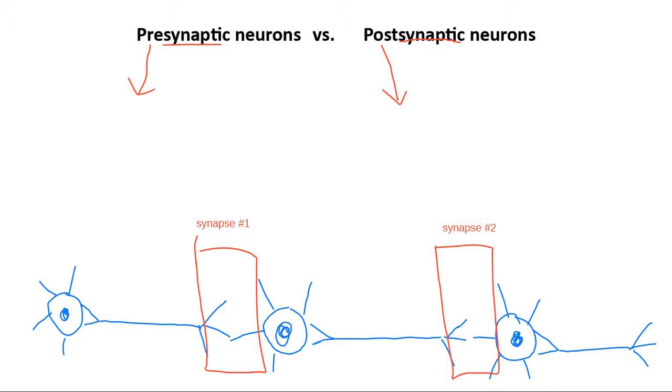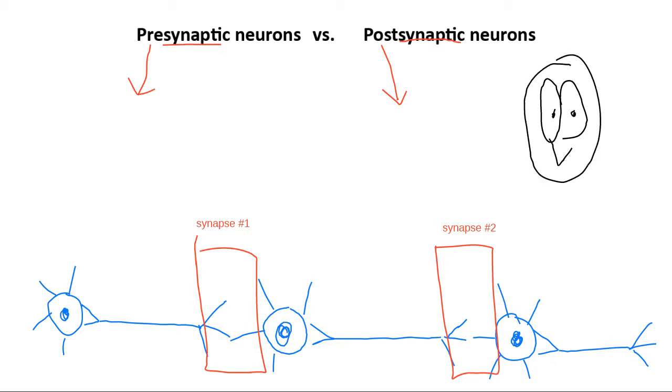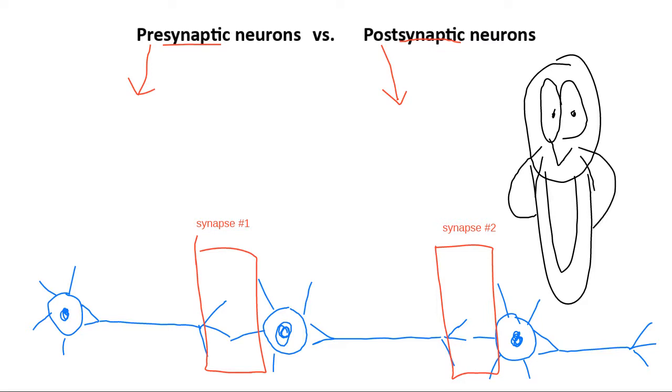We're so busy drawing neurons. Let me draw you a penguin. I wish I knew how to draw his arms like he can't believe what he's hearing. That kind of worked. My penguin is gasping. Presynaptic and postsynaptic.